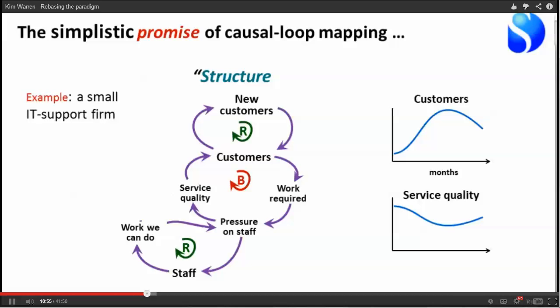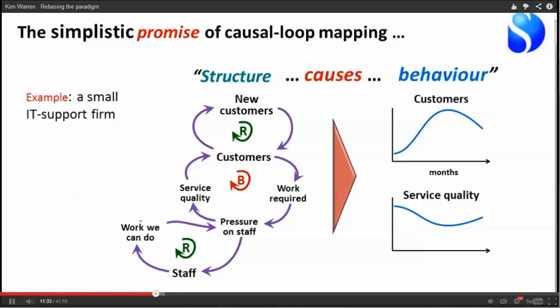However, the customers we have generate a demand for work, limited by the work that we can do at the bottom left. That gives rise to pressure on the staff. Pressure on the staff gives rise to the drop in service quality, and that loses us customers. The problem at the end there, where things just continue to get worse, arises because the pressure on the staff also hits the staff themselves, and we lose staff, which means that the work capacity has actually gone down. Okay? So three simple loops, and here is our premise.